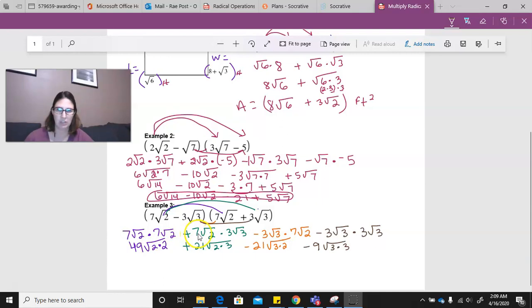Once again, with the greens, I multiplied 7 times 3 and got 21, and then my inside, my radicands, 2 times 3. Over here in orange, we have a -3 times 7, which gives you -21, and then I multiplied my radicands together. And you can do this once again because they all have the same index. They're all square root of 2s. So if this was a cube root or a 4th root or something like that, they were all different, you couldn't do that. So then my radicands were 3 times 2. And then lastly, in the brown over here, you multiplied your -3 times 3, which gives you -9.